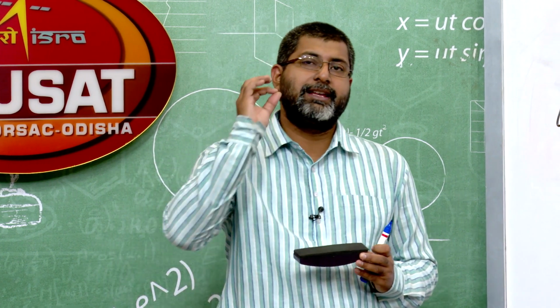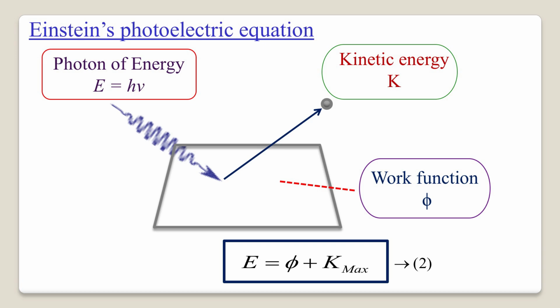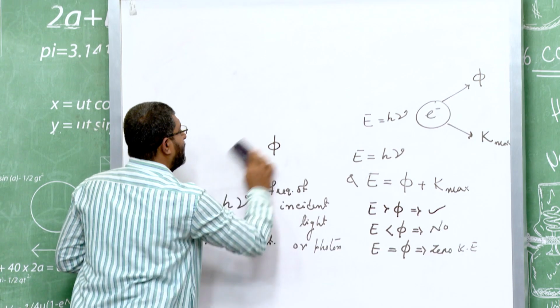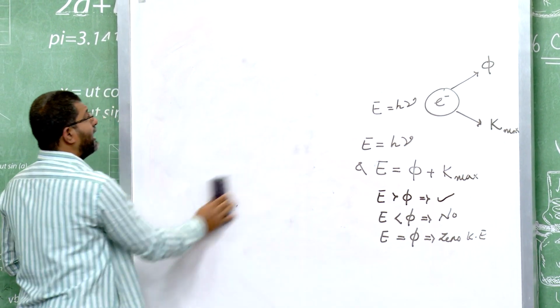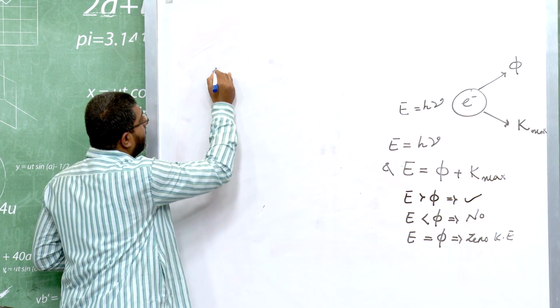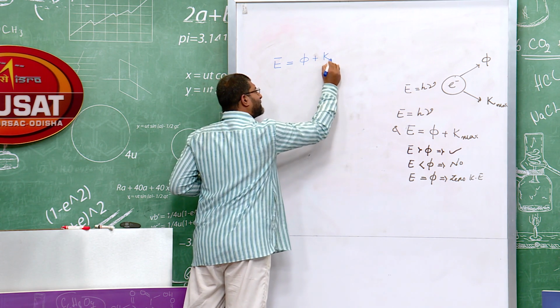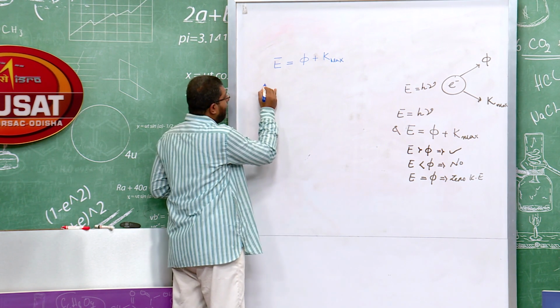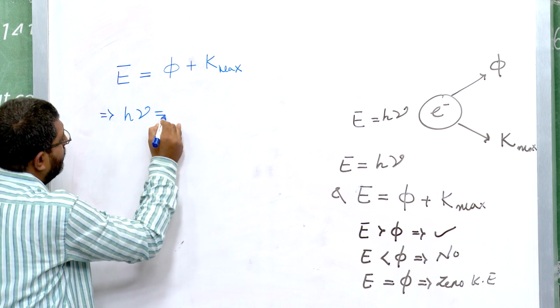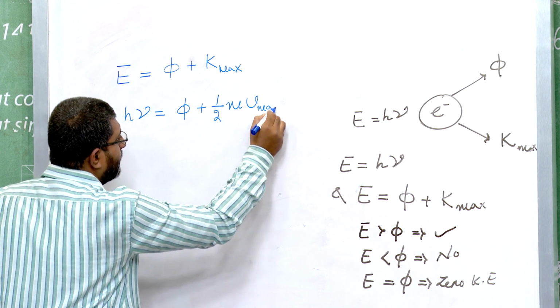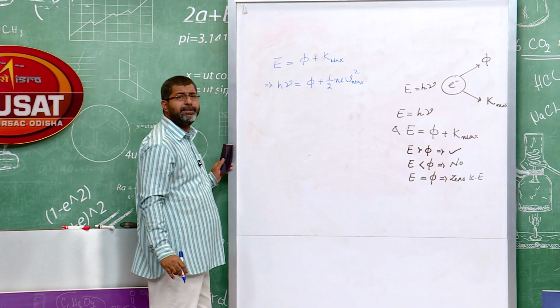So far we have discussed that the energy supplied by the photon to the electron in the metal is utilized in two ways. A part is used to provide it work function, and the other part provides it necessary kinetic energy. Now, let us find out what will be the kinetic energy of this liberated electron. Now, we know that E equal to phi plus some K max. That implies we can write h nu equal to phi plus half m v max square, where the symbols have their usual meanings.